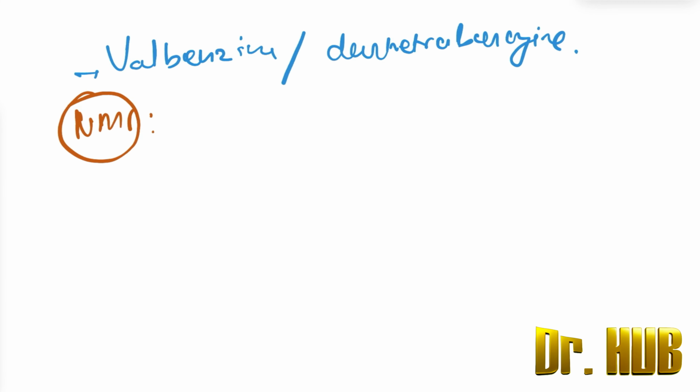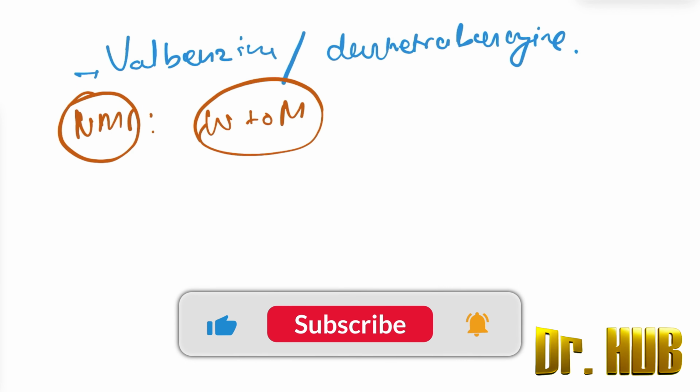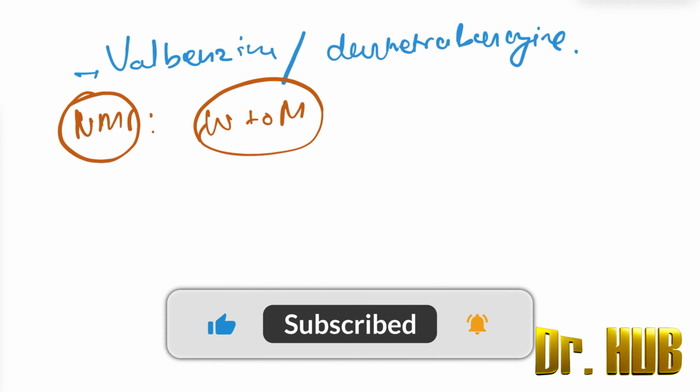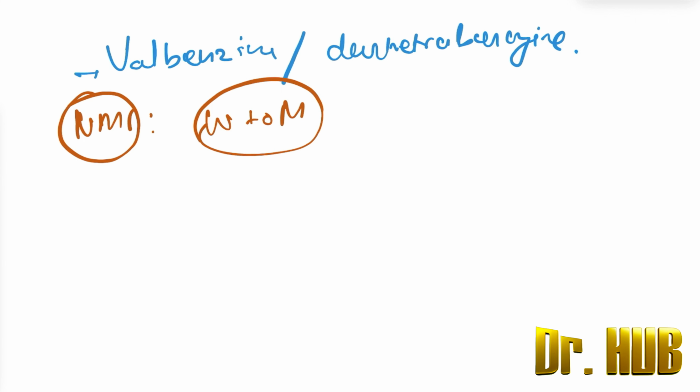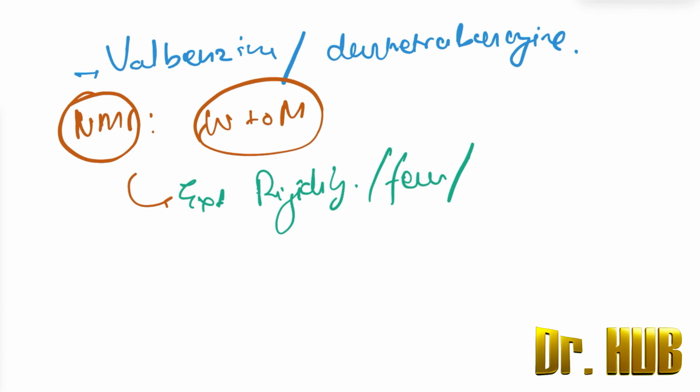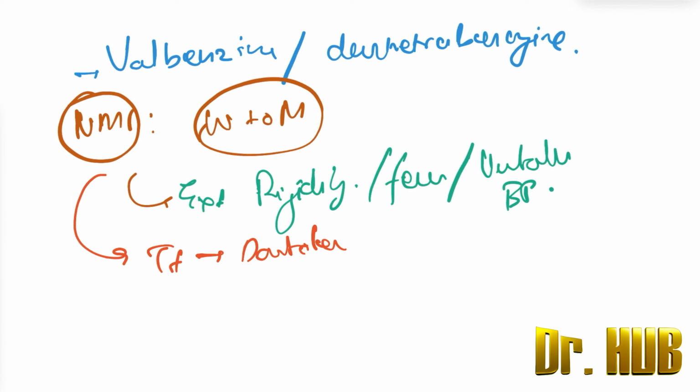Then we will look at neuroleptic malignant syndrome. NMS, neuroleptic malignant syndrome, has an onset from weeks to months. The features include extreme rigidity, fever, and unstable BP, that is blood pressure. So how do you treat NMS? The treatment is dantrolene.